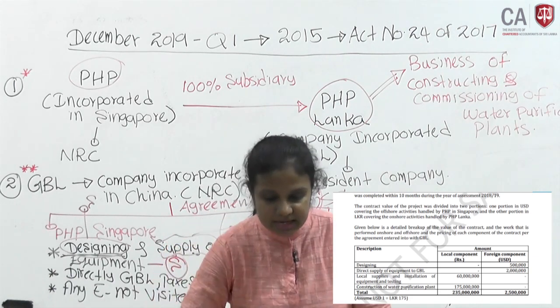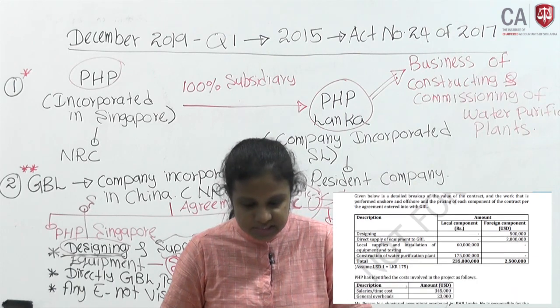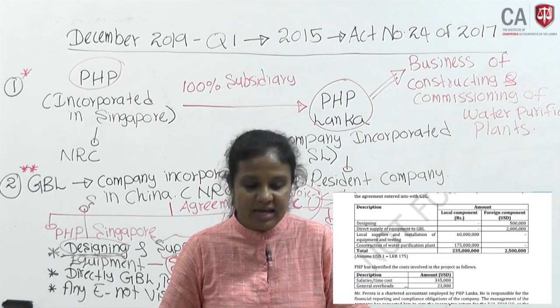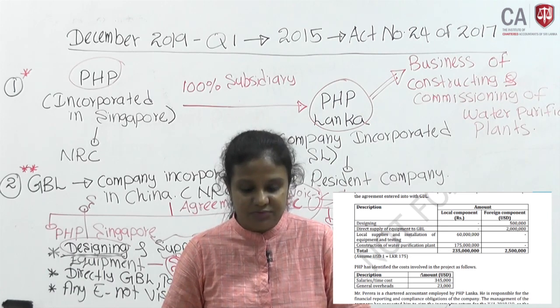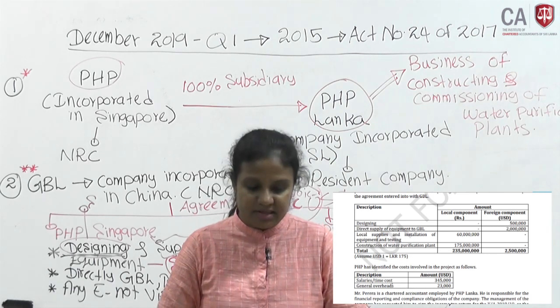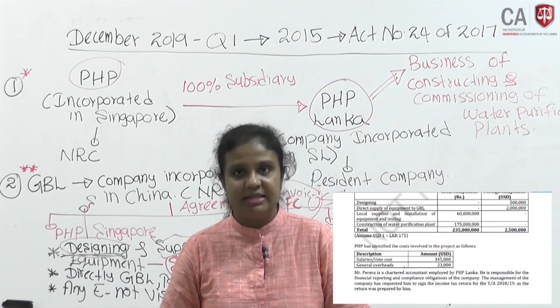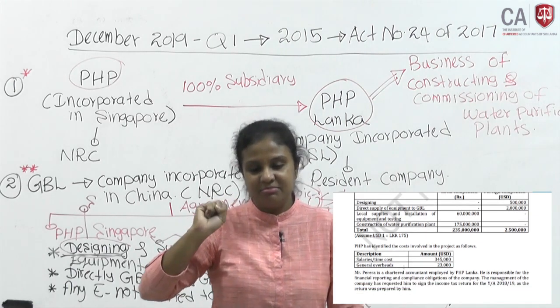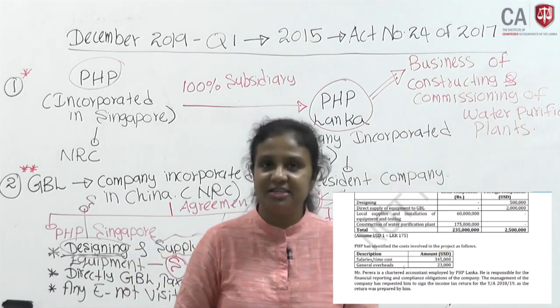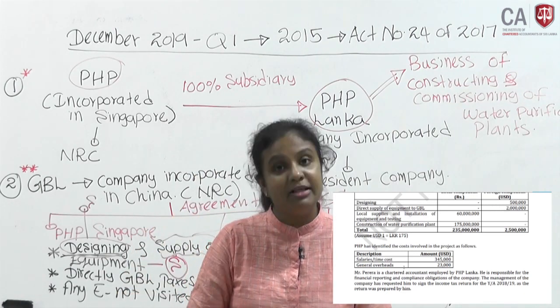Okay. Then next one, PHP has identified the cost of involvement in the project as follows in US dollars: salary and time cost, general overheads. Done. This is the available information on the non-resident and international taxation.